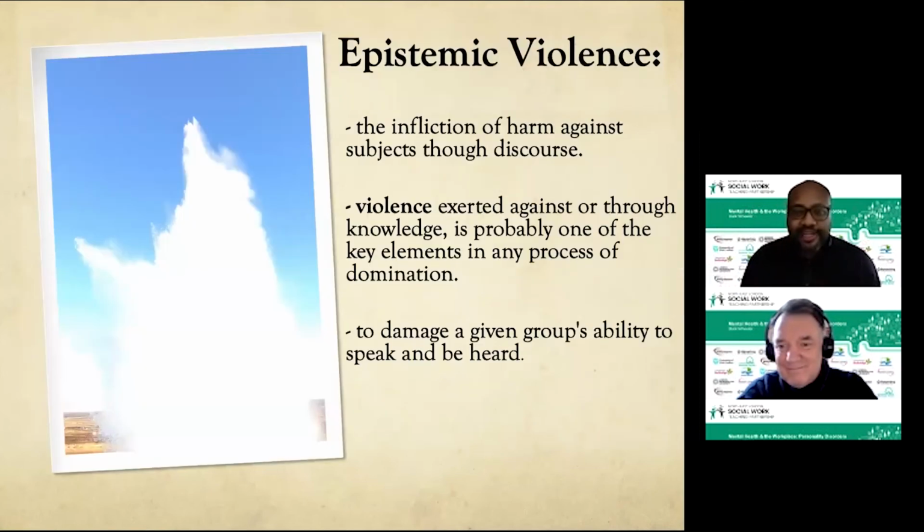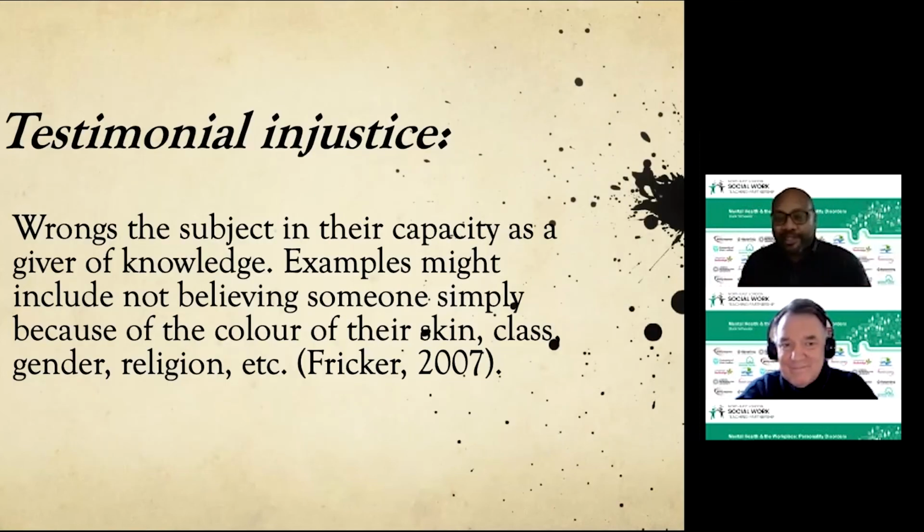The idea of testimonial injustice and epistemic violence, this is a cornerstone of my own research, and it's something that I think needs to frame what we're talking about. Testimonial injustice is a concept introduced by Miranda Fricker, where a subject is wronged in their capacity as a giver of knowledge. Examples might include not believing someone simply because of the color of their skin, class, gender, religion, etc. So the idea is that we don't believe someone's testimony because of a characteristic of who they are.